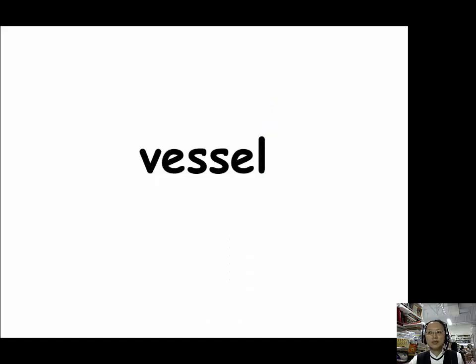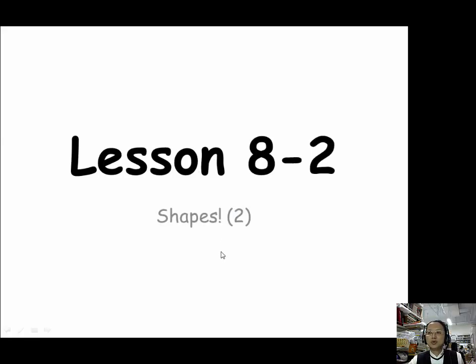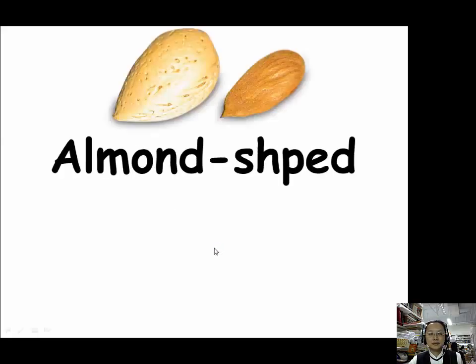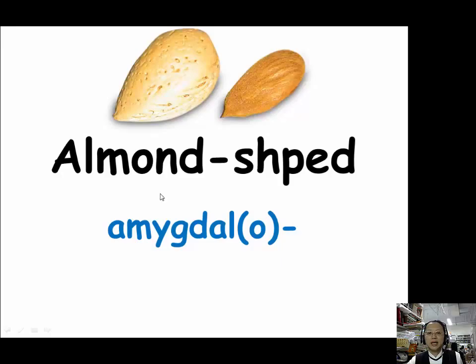When we want to describe things that are shaped like a vessel, we use the prefix angio, A-N-G-I-O. Now let's move to the second part of lesson 8, which is also the last part about shapes. When we want to describe things that are shaped like an almond, we use the prefix amygdalo, A-M-Y-G-D-A-L-O. Our example for amygdalo is amygdalin.